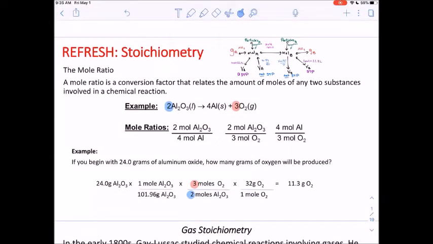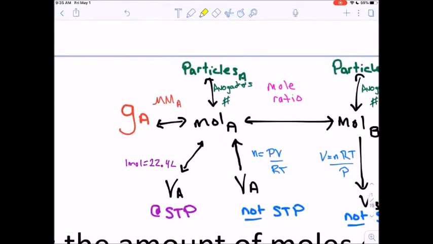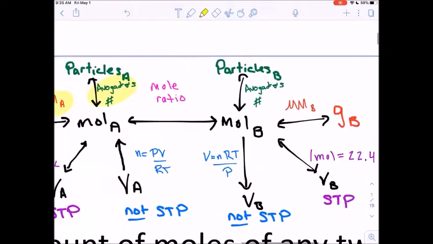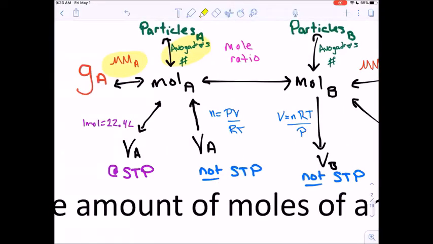So the very key component of stoichiometry is the mole ratio. Everything else are things that we've already done. We know how to convert from grams to moles. We use the molar mass. So right here, grams to moles, molar mass. We know how to go from particles to moles. We use Avogadro's number.